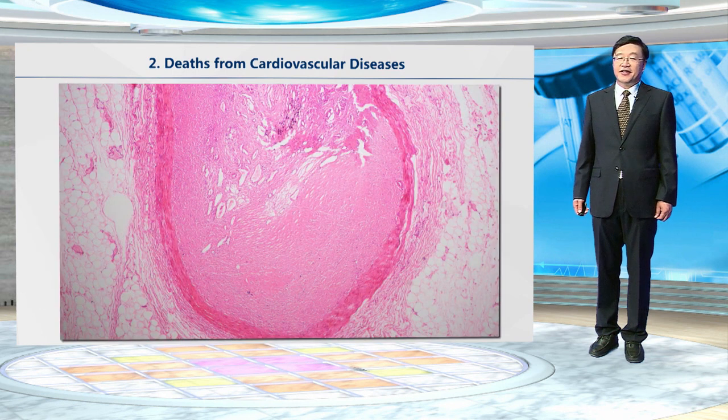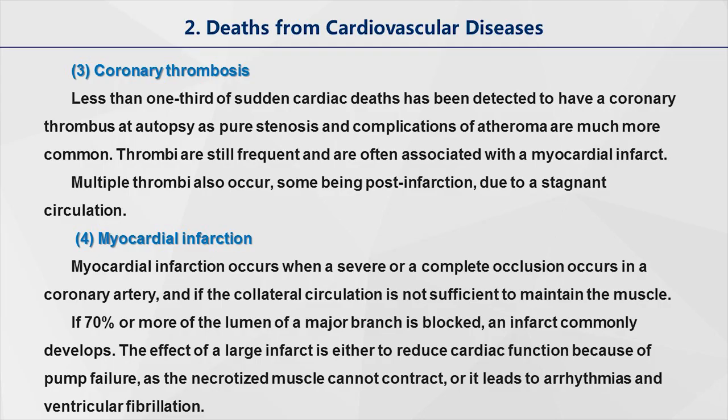Here are the histopathological changes of coronary atherosclerotic plaques with no lumen in the coronary artery. Occlusive plaque and chronic total occlusion may be composed of fibroatheromatous plaque or fibrous plaque. 3. Less than 1/3 of sudden cardiac deaths have been detected to have coronary thrombus at autopsy, as high-grade stenosis and complications of atheroma are much more common.